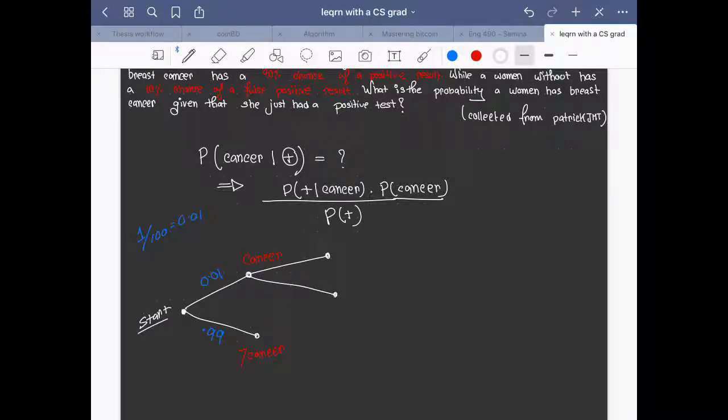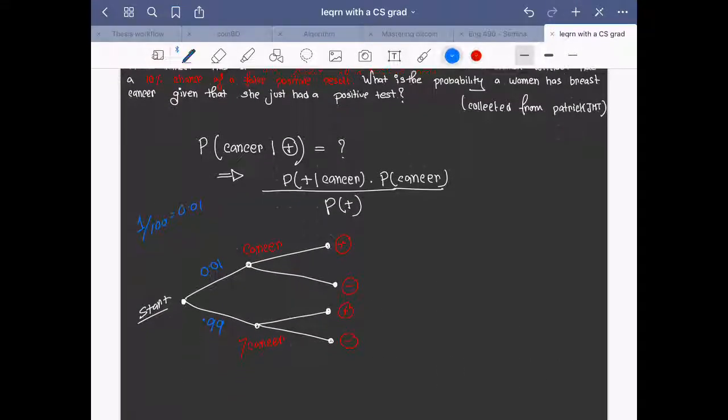What can happen from here? There would be two situations: the person is tested positive and the person is tested negative. And similarly, from this place we would also have two situations: the person is tested positive and the person is tested negative. So what are the values here?